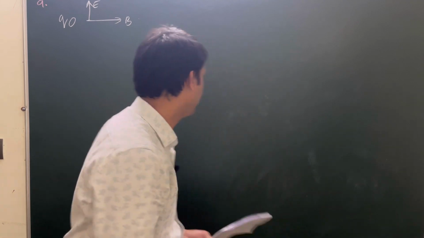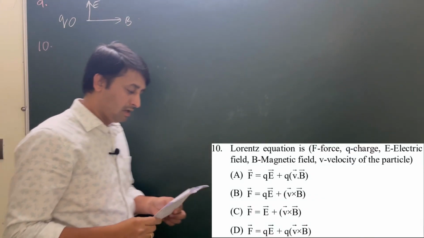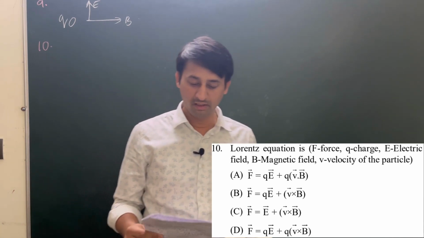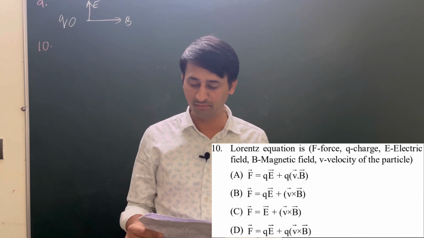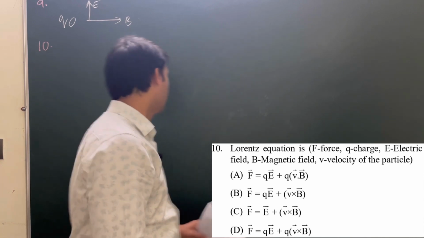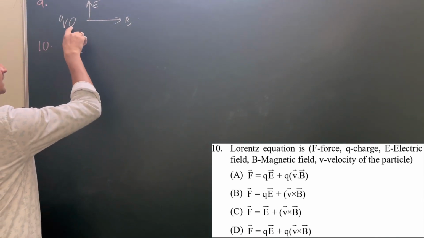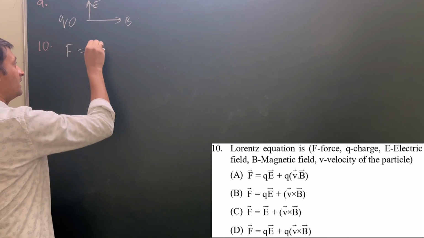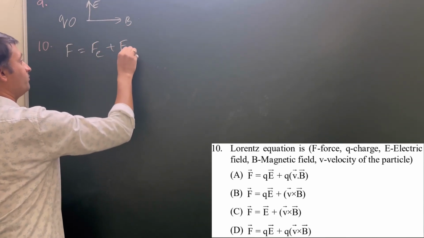Next, question number 10. Lorentz equation: F is force, Q is charge, E is electric field, B is magnetic field, V is velocity of the charged particle. The Lorentz force is the force acting on the charged particle by electric field as well as magnetic field.